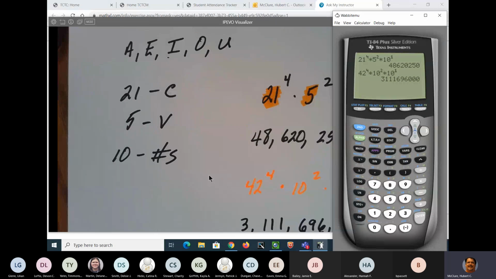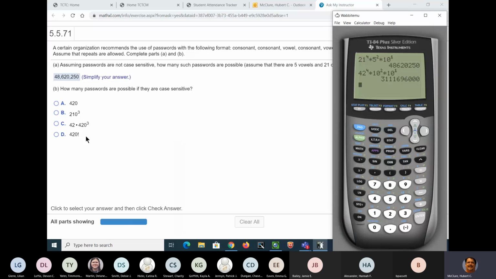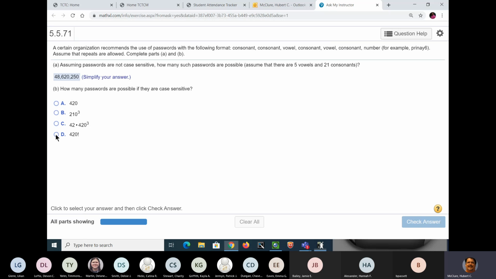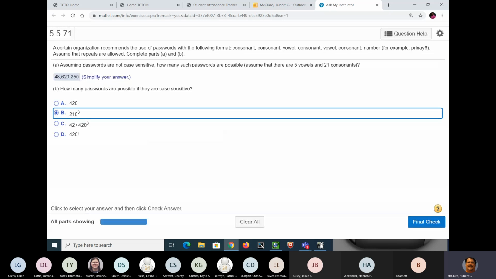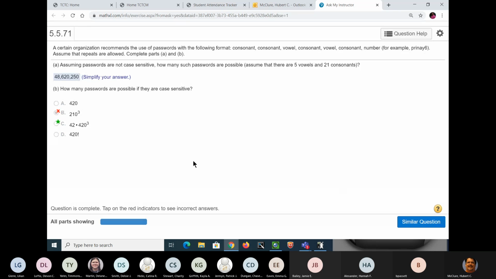So let's go back to the question. That's why I was saying you could do 420 factorial, but I don't know which one of these is going to equal that number. So I would say probably 420 million. Nope. So whichever one of these equals, nope, there it is. So 42 times 42 to the 3rd power, which is still going to be that big number.